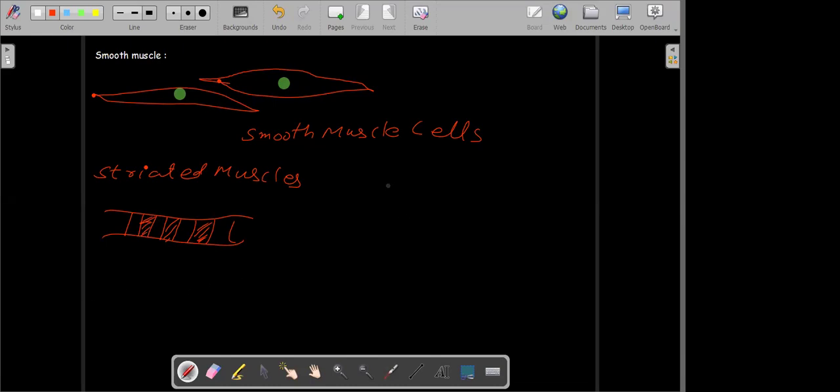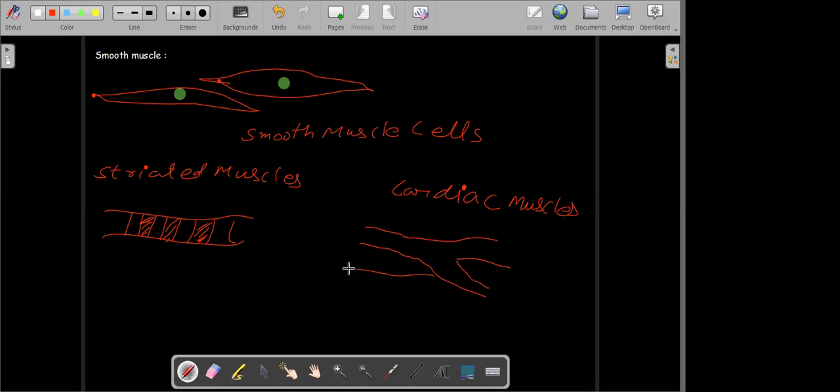Then you have the cardiac muscles. The cardiac muscles are interconnected with each other. So you have some tissues like this, some cells being connected over here like this. You can have another one here. In some way like this, so they are all connected.